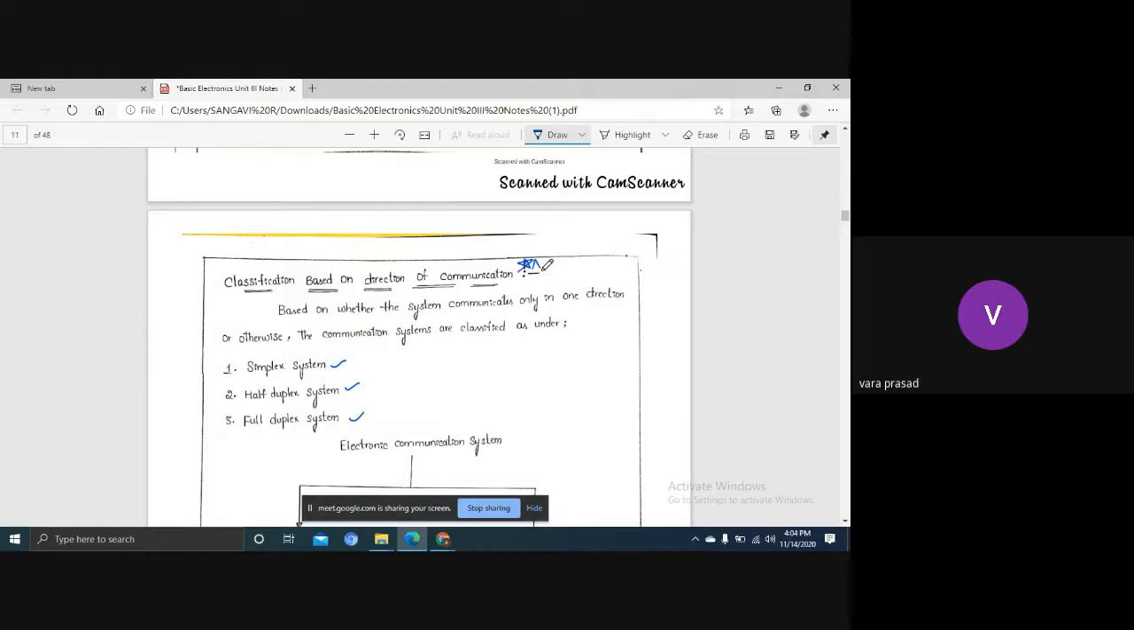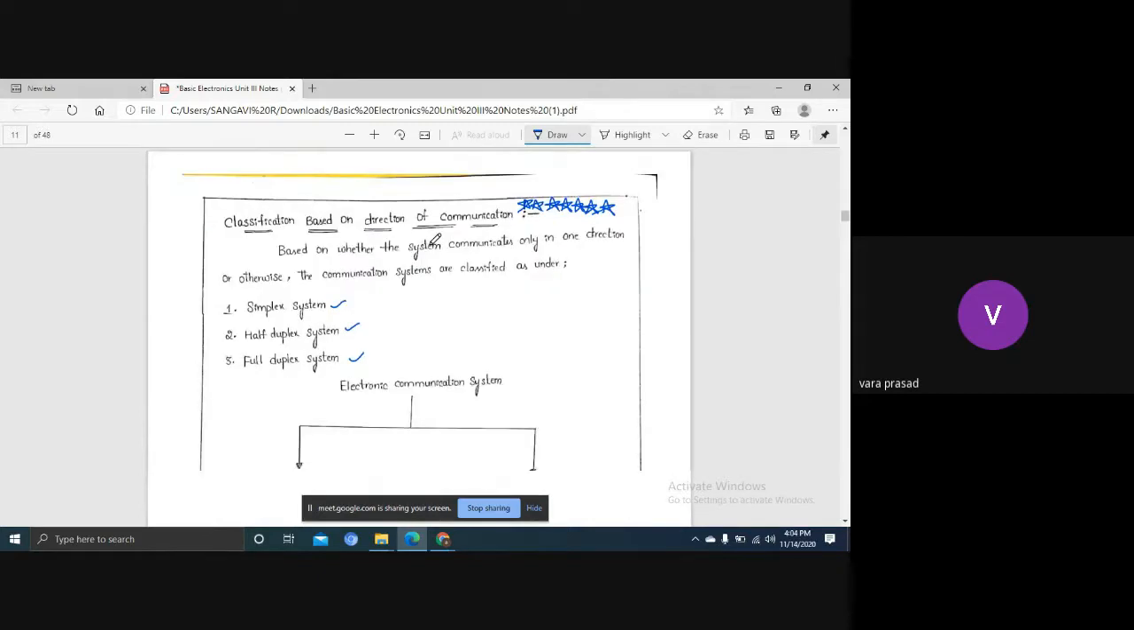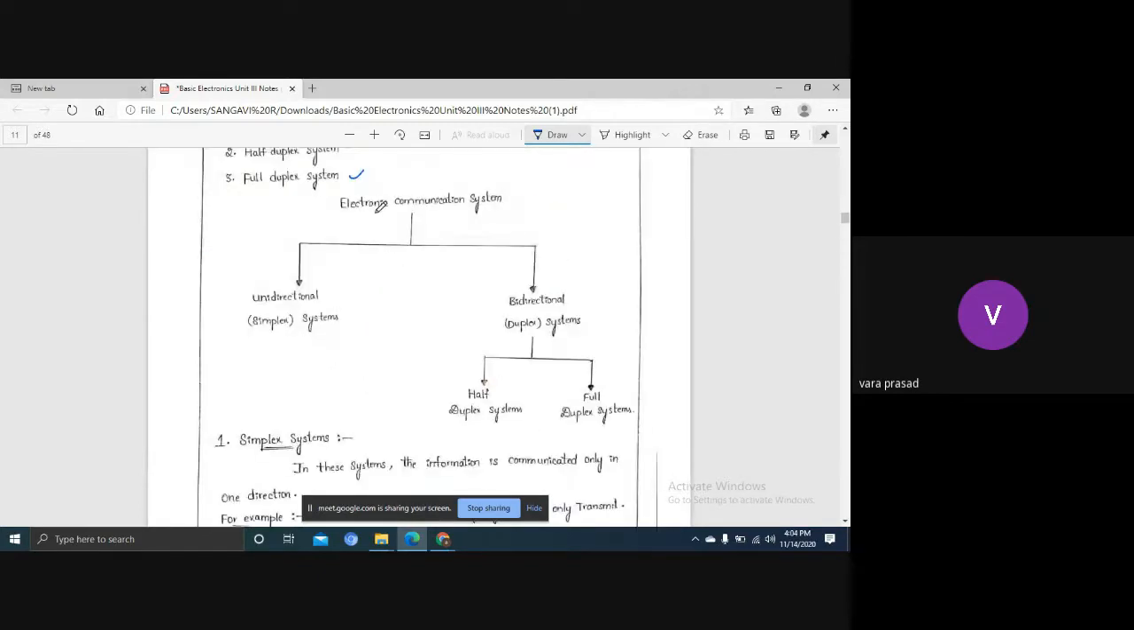Classification of communication systems. Please keep this in mind. The electronic communication system is divided into unidirectional, which is simplex, and bidirectional, which is half duplex and full duplex. Simplex system is unidirectional. Bidirectional is half duplex and full duplex.